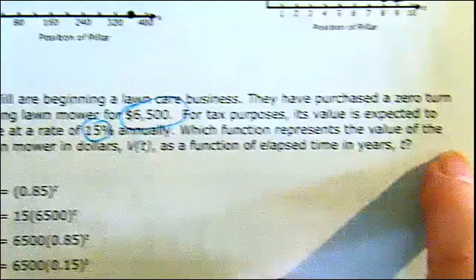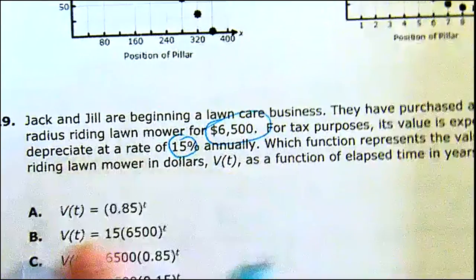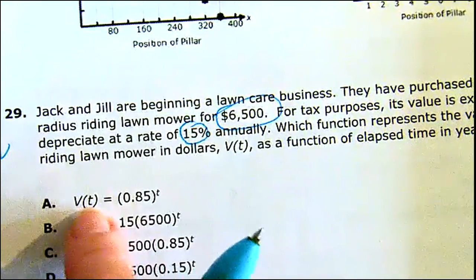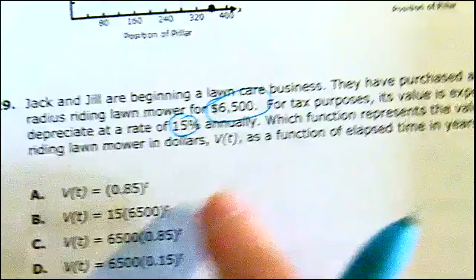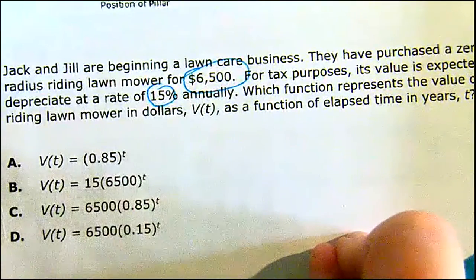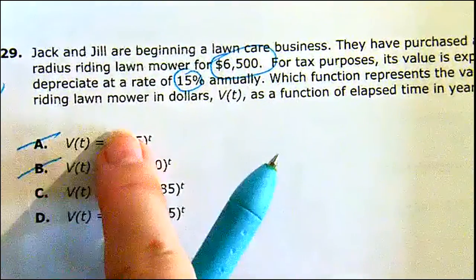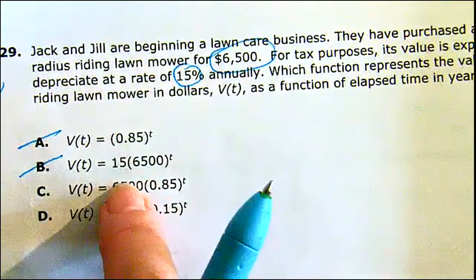Which function represents the value of the riding mower in dollars, which is V(t)? This is the value in dollars over time as a function. So what's the starting amount? 6,500. Okay, so right away I eliminate these two because these both have the wrong starting amounts.